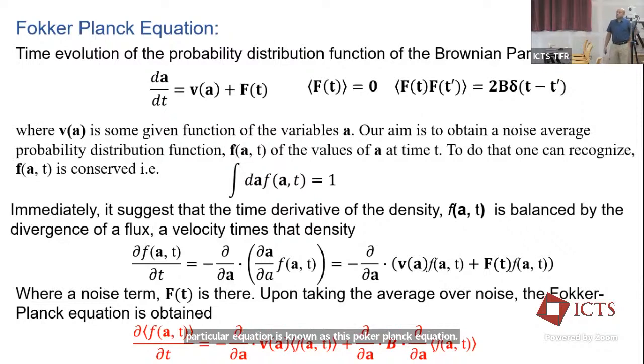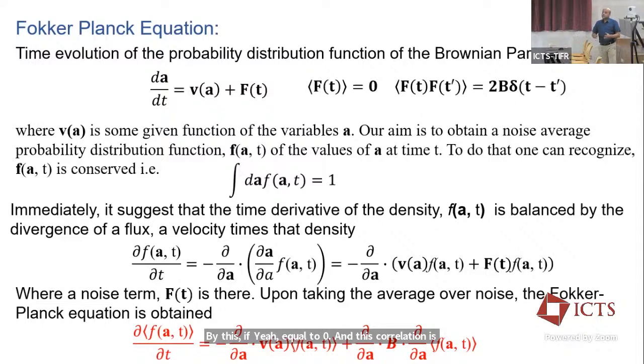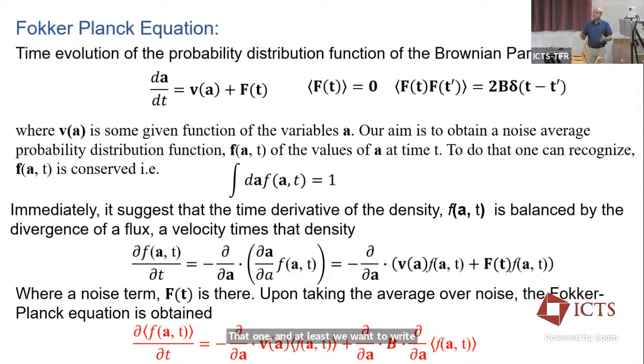We know that there is a distribution function f of x at time t. Just consider that there are some particles, and these particles are following a Langevin equation, where the noise average of f(t) is equal to 0 and the correlation is delta-function correlated. So the particles are following a particular type of distribution. We don't know what the distribution is. We are going to solve for it, and at least we want to write a differential equation for the evolution of this distribution function.